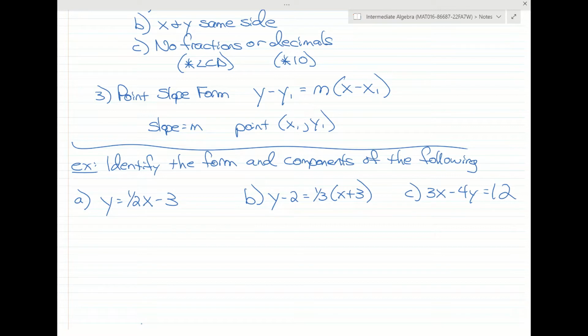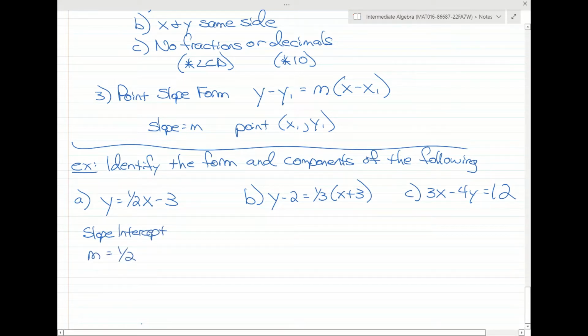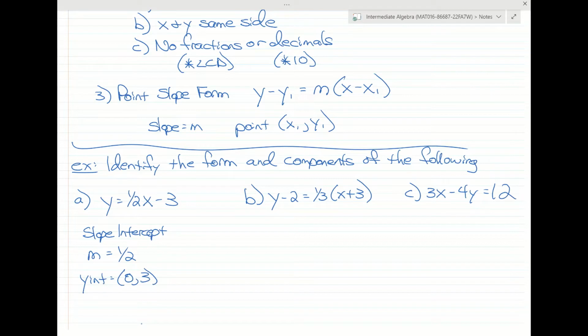This first form is what? Intercept, standard, or point slope? Slope intercept, right? And the slope is 1/2. The y-intercept is -3, or 0, -3. That's where it crosses the y-axis.